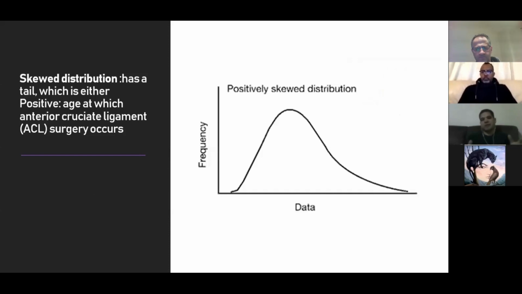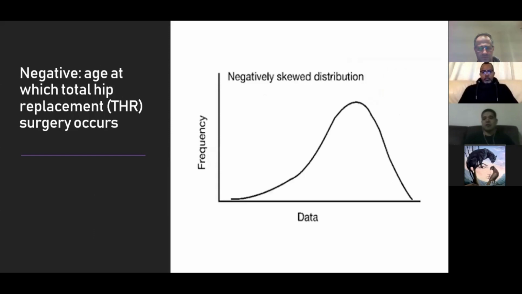For example, ACL reconstruction is commonly done among young age groups. So you will find the tail with a smaller number of data to the right, because at the extremes of age there is not much ACL reconstruction, and that is called a positively skewed distribution. The reverse is true for total hip replacement or joint replacement, which we do mostly in old age groups. You will find the tail to the left, because in younger age groups you will do fewer total hip or joint replacements.